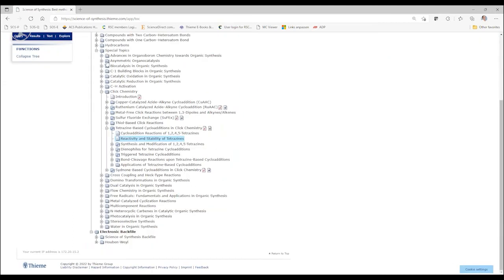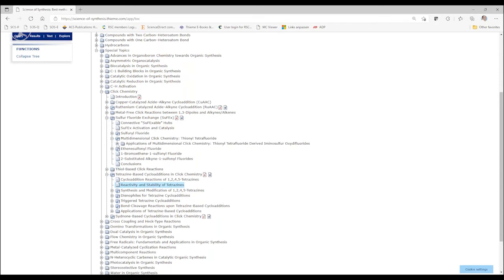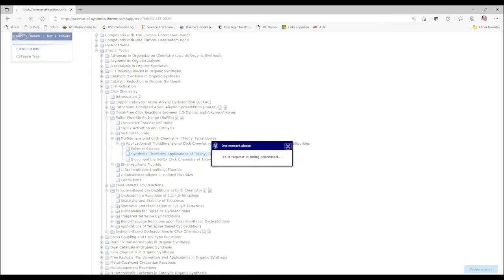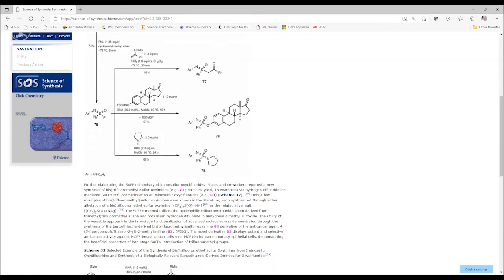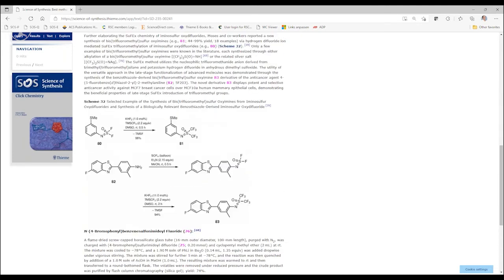Science of Synthesis presents chemistry in context, so each full text article has the same basic layout, and that makes SOS user-friendly. So as well as discussion of synthetic methods, the scope and limitation of reactions is discussed, and where appropriate, there's also preparative details for the reactions. So I'll just show that in from Professor Moses here. Got the discussion and then appropriate experimental procedures.